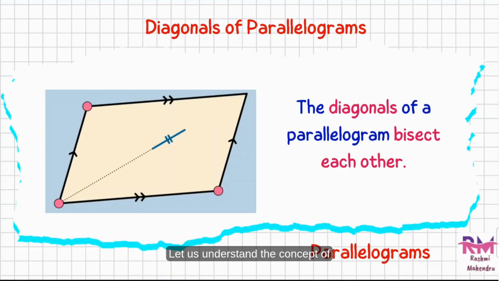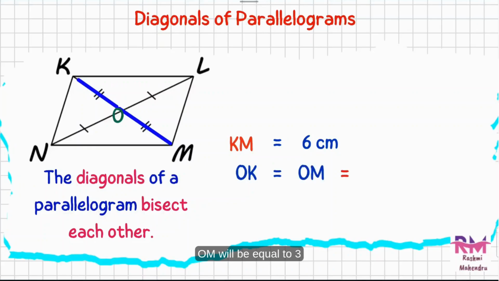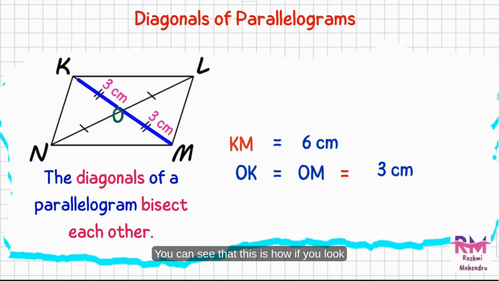Let us understand the concept of bisecting in detail. Observe the parallelogram KLMN. Now, see how KM is getting divided into two parts at the point O. You can see OK and OM. These are the two equal parts of the diagonal KM. So you start moving from one vertex towards the other. So OK is equal to OM. Let's say if KM is equal to 6 centimeters, then the value of OK and OM will be equal to 3 centimeters. Perfect. If you look at the figure, this is how they are going to give it to you, and they will ask you to find the missing value. So you have to ensure that you start moving from K towards M.